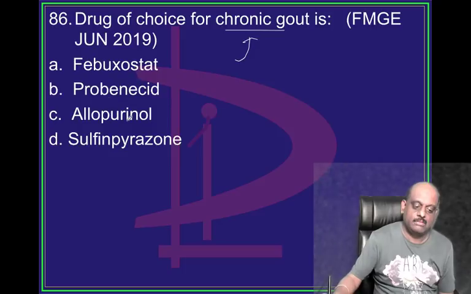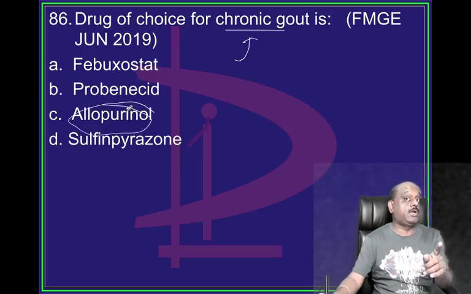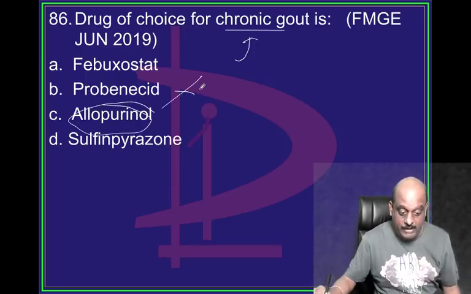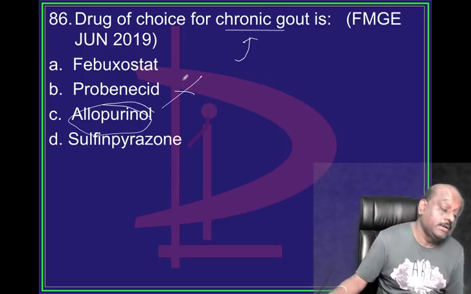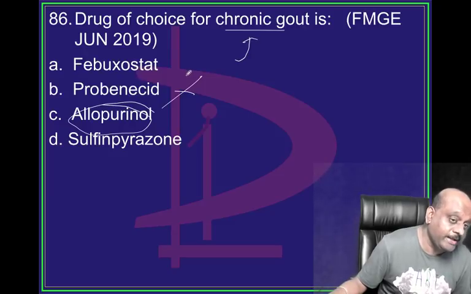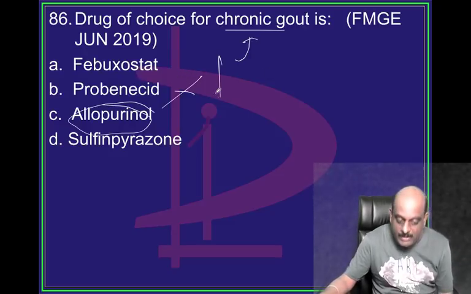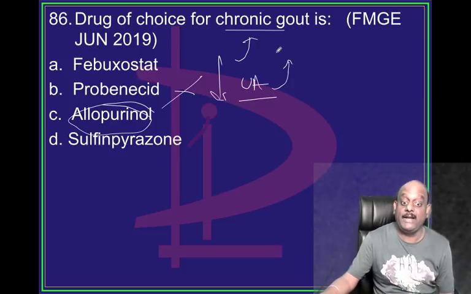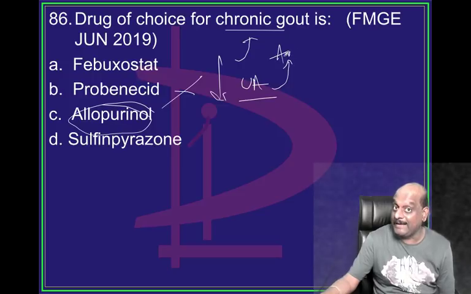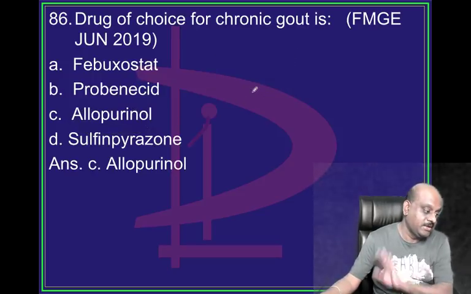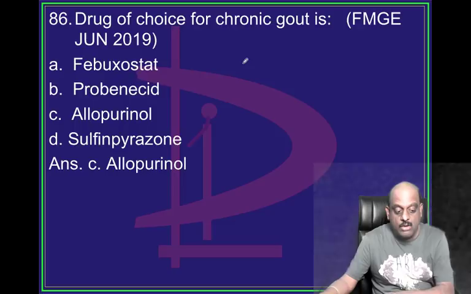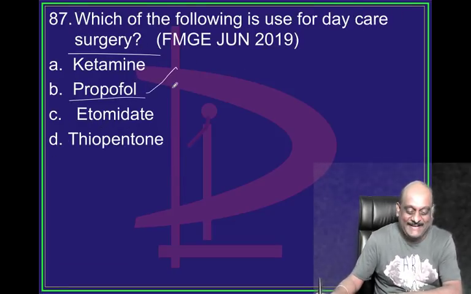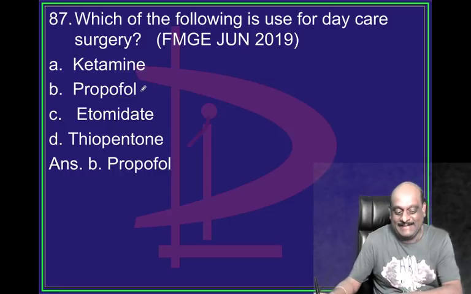Chronic gout, we give allopurinol. Don't give it in acute gout. Mujhe bahut naraaz aayega, right? So acute gout mein agar allopurinol de diye to kya hota, doctor? Suddenly you are making the uric acid level fall down, which will also precipitate an arthritic attack. So never give it in acute gout. Now, doctor, daycare surgery, propofol, repeat routine question.